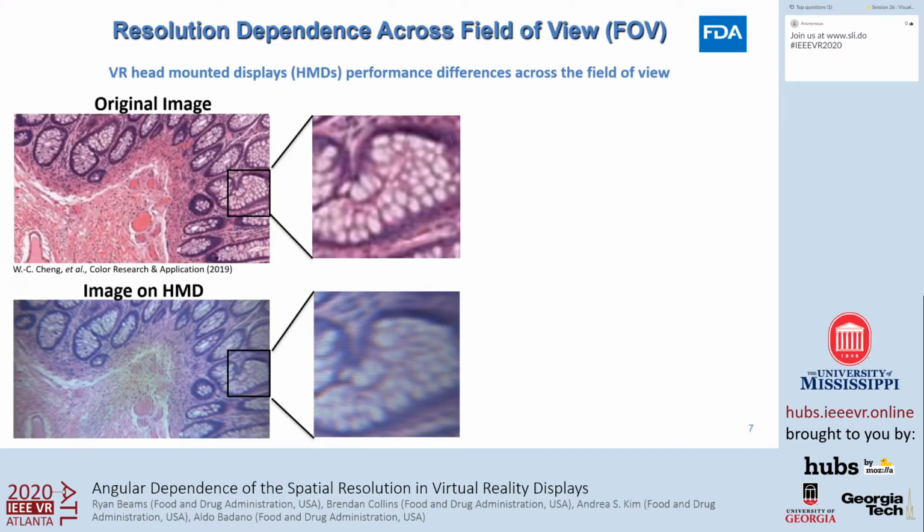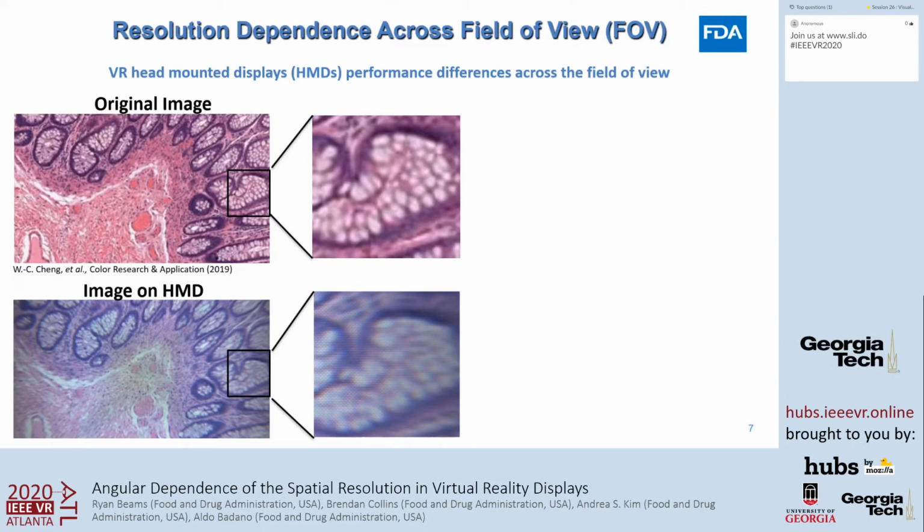Okay, so now to get to the important point of this presentation, I want to talk about the resolution dependence across the field of view. So if we think about starting with some initial image, in this case I've taken digital pathology as an example. This could be surgery planning, could be a wide range of images. And if we have this image on a conventional display, the resolution, regardless of where you look on the image, is going to be fairly consistent. So if we look in the center versus over on the right side, resolution still looks good and as you would expect.